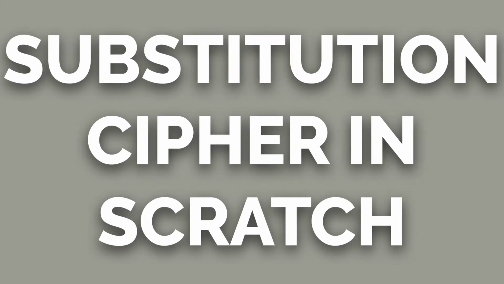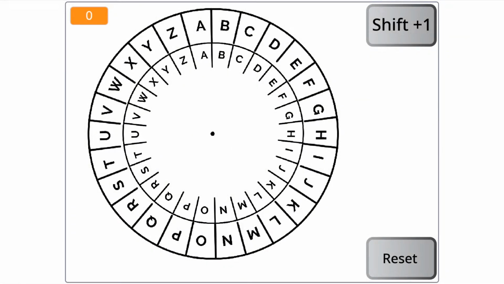Hello! Today, we're going to make a secret code maker called a Substitution Cipher in Scratch to help you write secret messages. I'm going to work backwards a little bit and show you the final product first to help you get an understanding of what we're going to be making. This is a substitution cipher. With the help of this device, we can scramble words into a secret code.